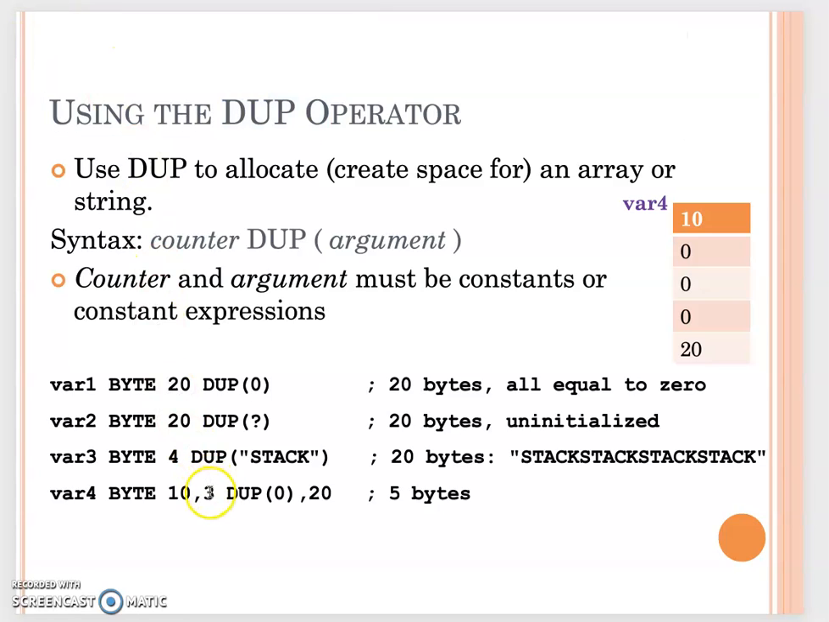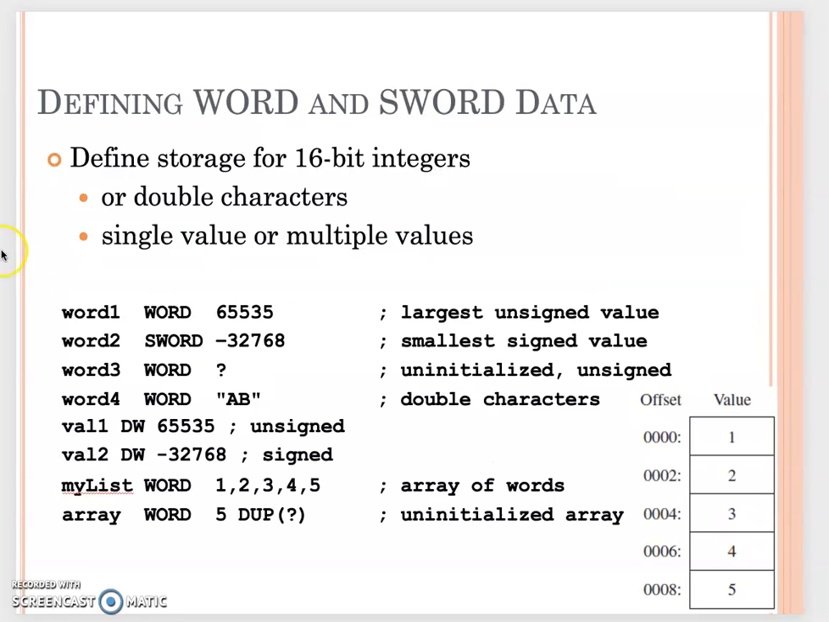You can see the DUP operator will be in the value you want to assign. Of course, because you repeat a value, it will create an array or string. In the previous video, we showed you how to create a byte array. Now you can actually define a word array as well. Let's see the example of how we define word.